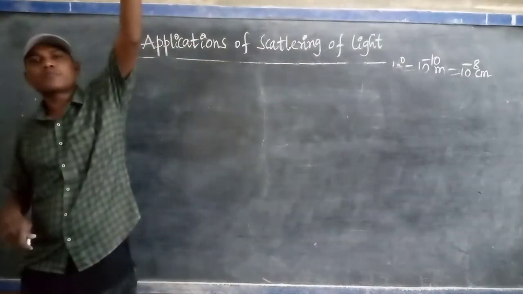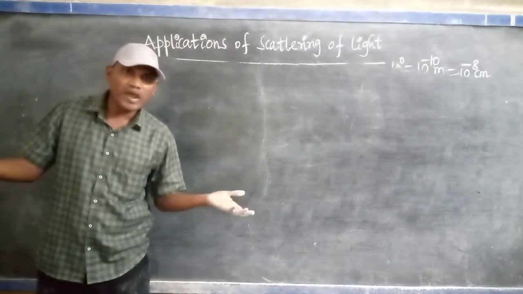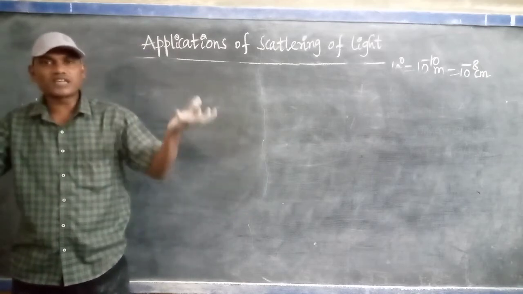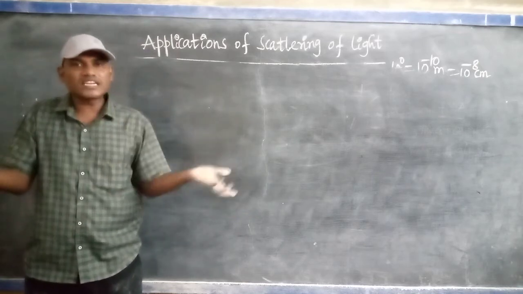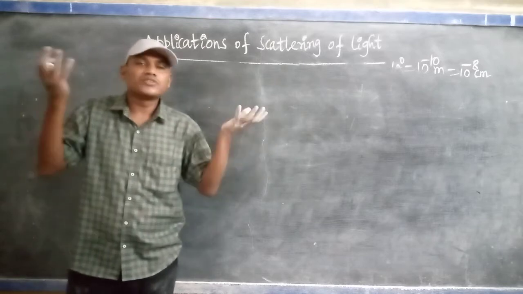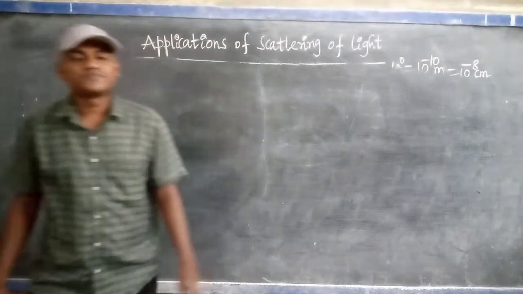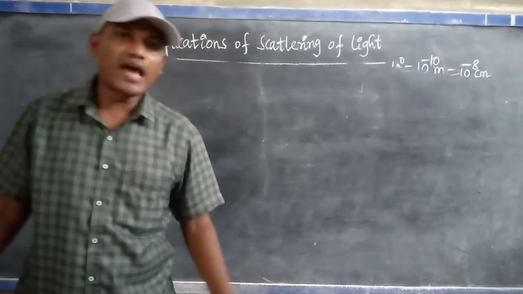But above the Earth's atmosphere, what will happen? There is no air, no nitrogen or oxygen molecules, only vacuum. That's why there is no scattering of light. Due to that, the sky appears which color? Black in color.